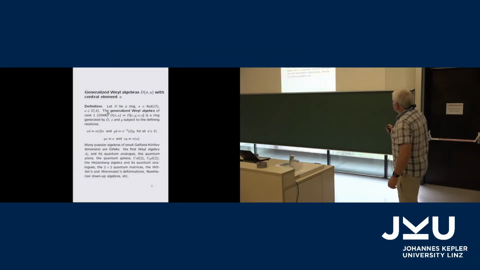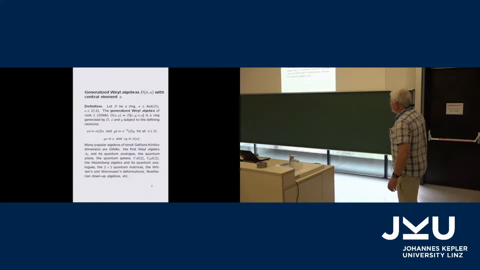Okay, so let me recall the old definition of generalized Weyl algebras. We start with an arbitrary ring D, an arbitrary automorphism sigma, and an element of the center. Then the generalized Weyl algebra is produced from this ring D by adding two variables, x and y, subject to these relations. When an element of the ground ring is moved to the left, it is twisted by sigma, and when moved to the other side, it is twisted by sigma minus 1, for all elements of D.